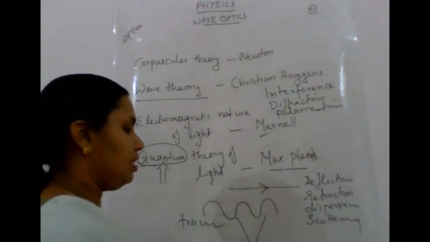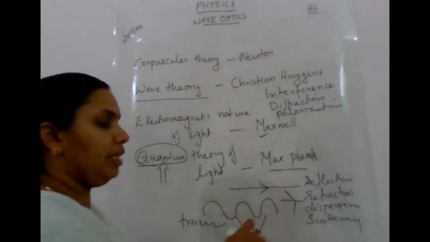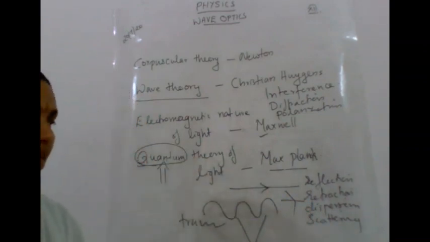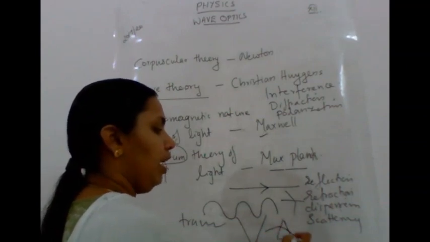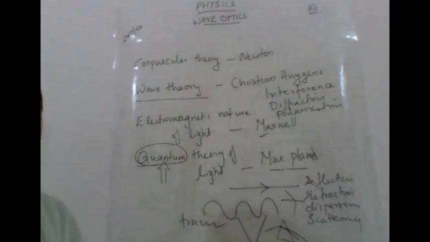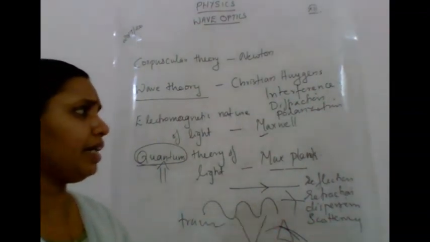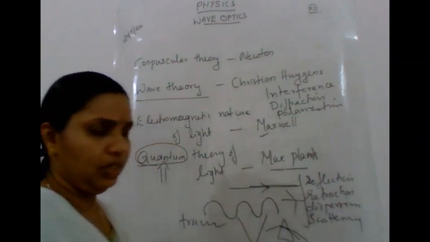Smooth surface, it gets reflected back. Refraction, if it is going from one medium to another medium, there is a change in the path. And dispersion, we know that a single white light falls on a prism. According to the wavelength, it is divided into different spectrum, scattering also. So all this could be explained on the basis of the ray nature.